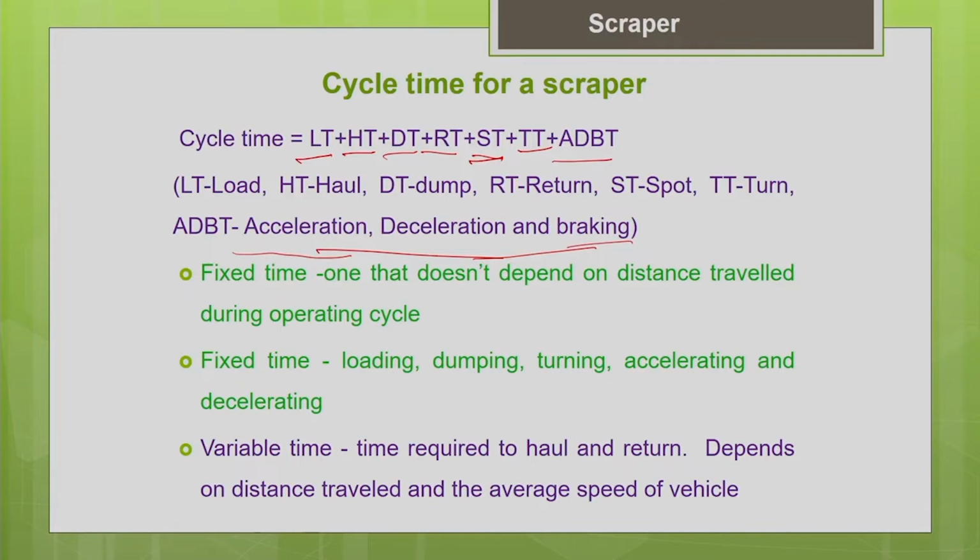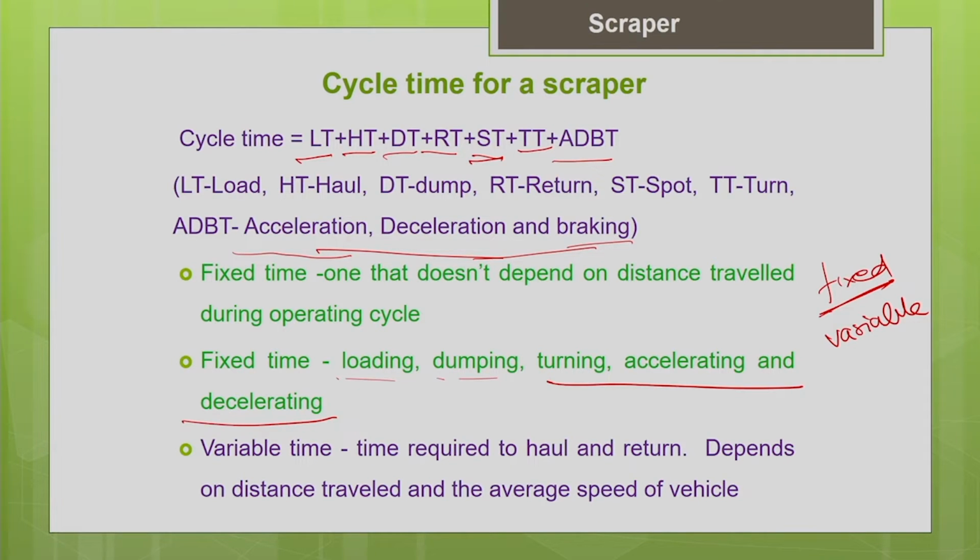So basically you can split the cycle time into two parts. One is fixed time, the other one is variable time. Fixed in the sense that this part of the cycle time does not depend upon your travel distance. That is called fixed time. Say you are loading, dumping, turning, accelerating, decelerating, all these things come under the fixed time. So it is not dependent upon the distance travelled.